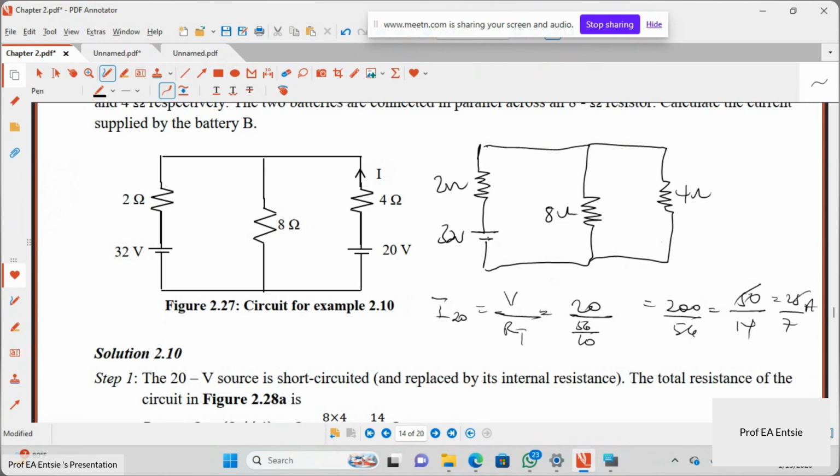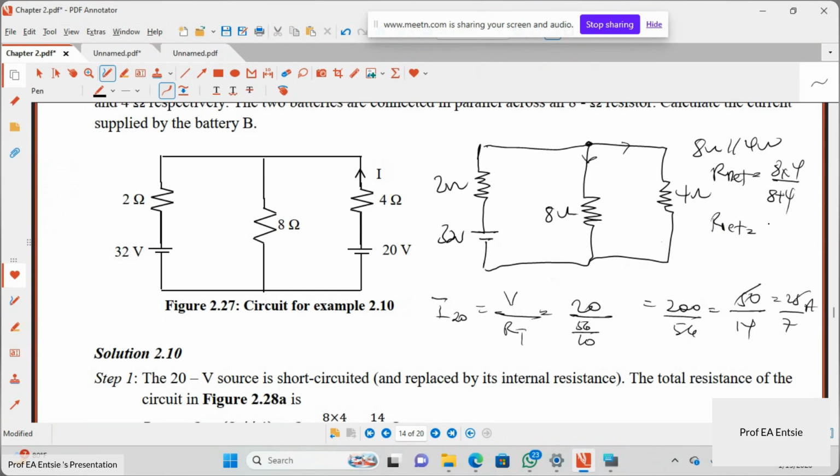So with this, current will flow from this 32 volts. This was the first one I was doing. So when it gets here, it will split. But let me do it again for the benefit of doubt. All right. So these two are in parallel. 8 ohms is in parallel with 4 ohms. So their net equivalent resistance will be 8 times 4 over 8 plus 4.